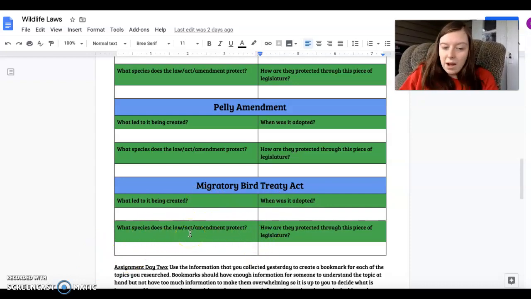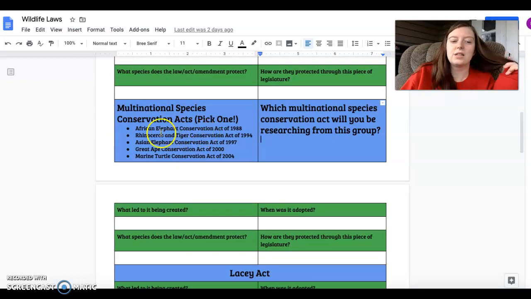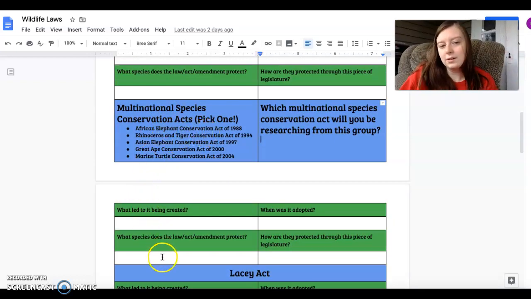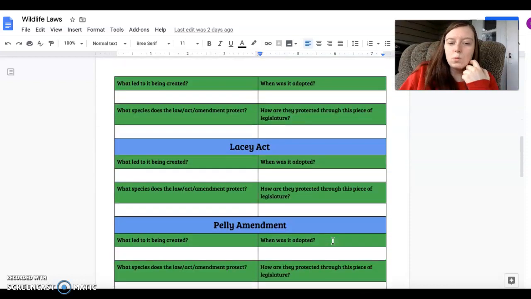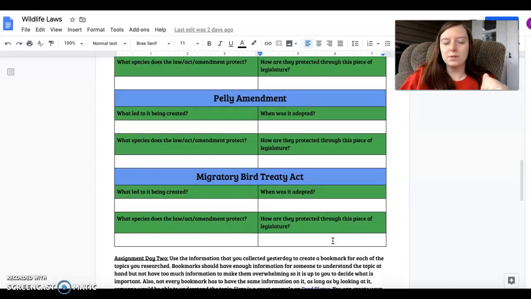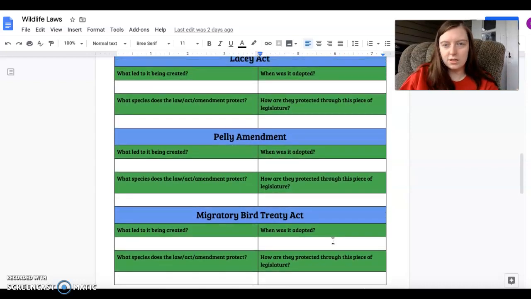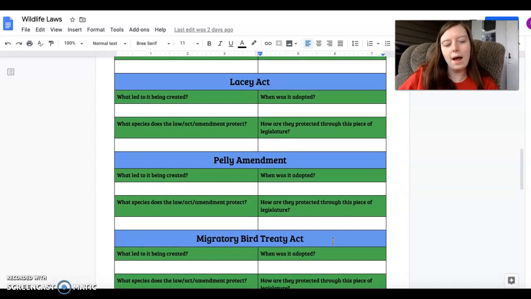So I want you to list out as many as it gives you. If it just says migratory birds, find some examples of migratory birds for me. Up here it should be pretty easy, like the African Elephant Conservation Act. That's going to be probably African elephant species, right? And then the last piece is how are they protected through this piece of legislation. So what happens if someone tries to violate this act or this amendment? What is actually protecting them other than the words that say this species is endangered, don't do anything? What happens to those people that don't follow these rules that are being set in place?